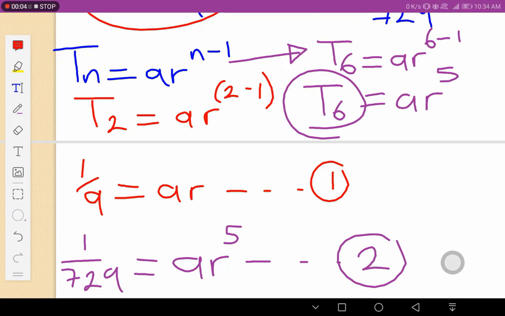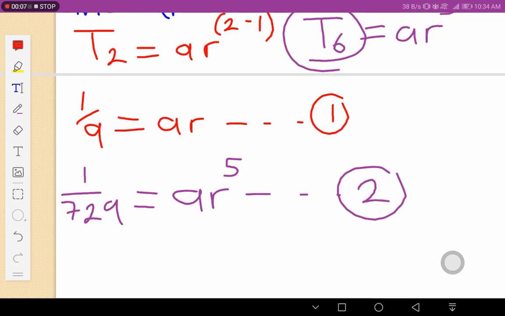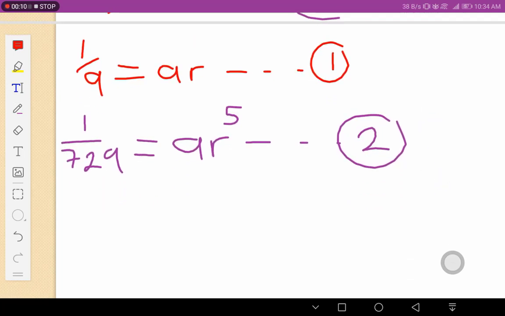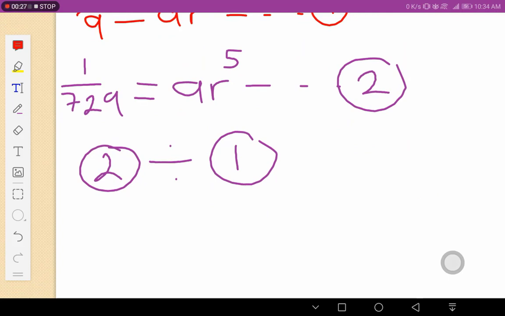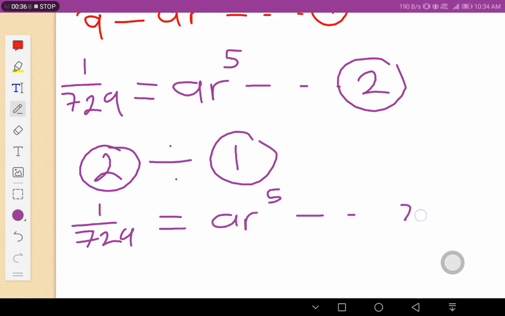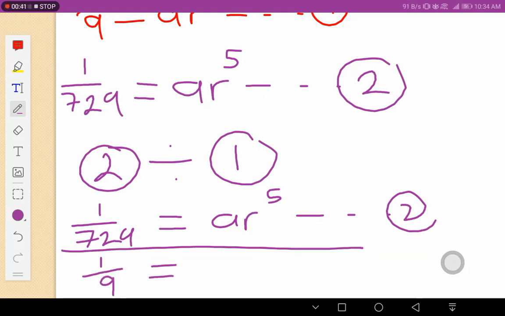So now what we have to do is solve equation number 2 and number 1. We can do this by dividing: equation number 2 divided by equation number 1. So for me to properly do this, I'm going to write them in that manner so that we can simply divide them. I'll have 1 over 729 is equal to a r to the power of 5 as equation number 2, divided by 1 over 9 is equal to a r, which is equation number 1.